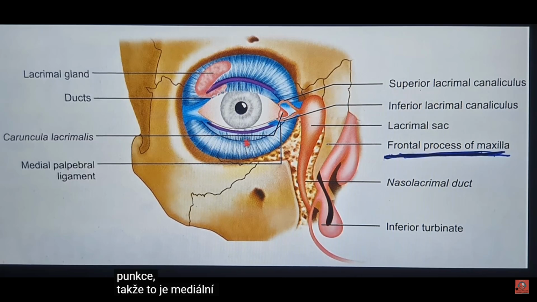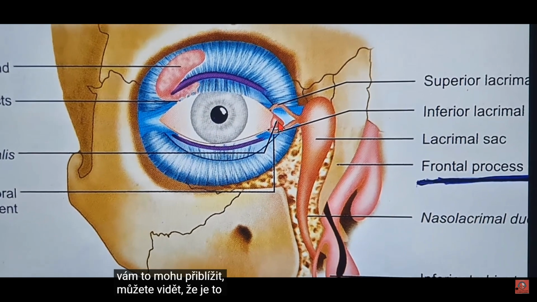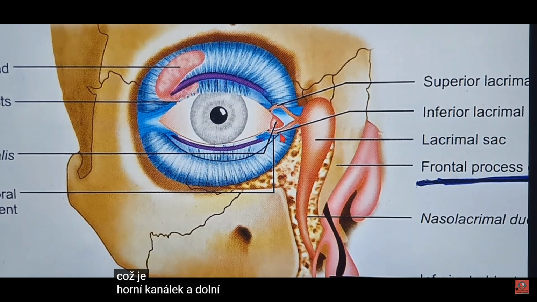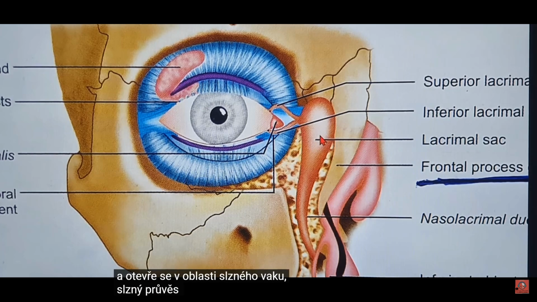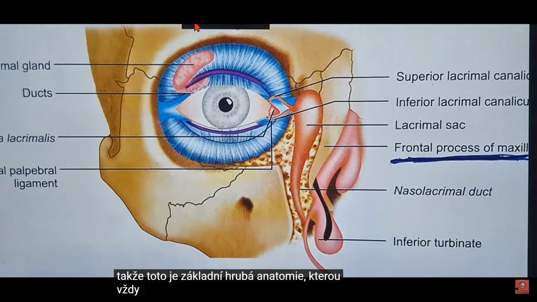So that's the medial canthus. If I zoom in for you, you can see that's the upper canaliculi and the lower canaliculi, which form a common canaliculus and open up in the lacrimal sac region. The lacrimal sac continues as the nasolacrimal duct. It becomes narrower and then opens up into the inferior meatus. So this is the basic rough anatomy which we always go by.